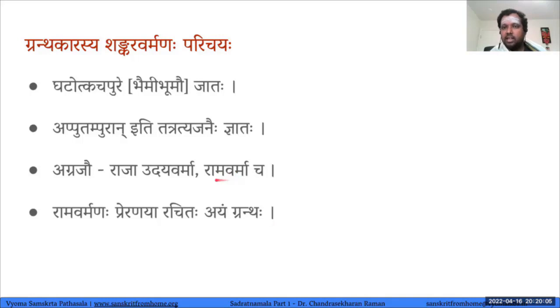So his second brother really encouraged him to write this book. So based on his second brother's encouragement, he wrote, Shankaravarma wrote this book Sadratnamala.